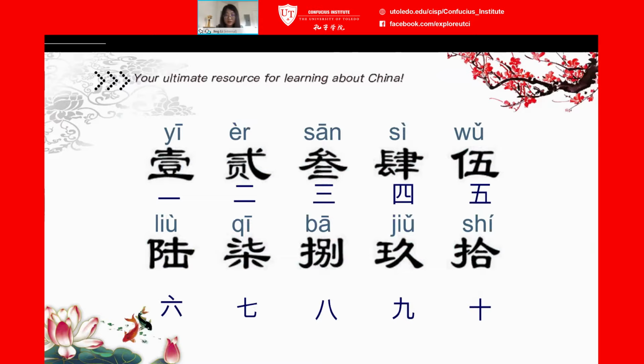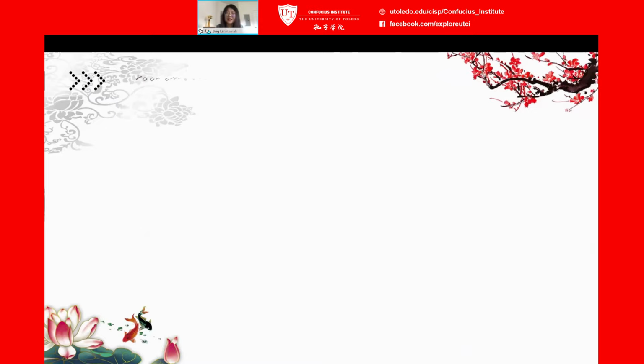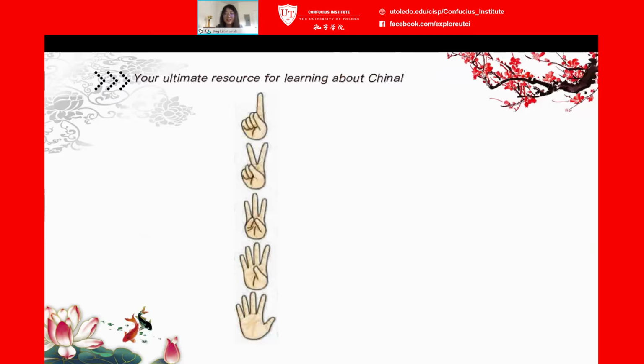Okay, next we can move on to a relaxed part about hand gestures. How do you show numbers with your hands? In China, we do that to show yi, number one, er, number two, san, number three, si, number four, wu, number five, and how about the other one? Number six, liu.